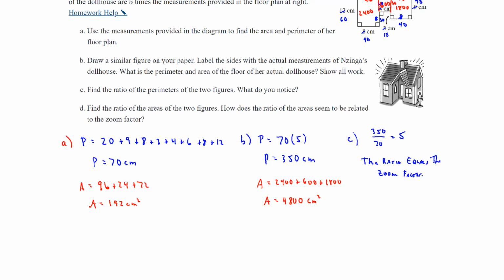And then on D, it's going to want us to look at the ratio of the areas. How does the ratio of the areas seem to be related to the zoom factor? Which I started to jump into a little bit early, so let's get back to the area. We have an area of the actual dollhouse at 4,800 centimeters squared to the model, which was 192. If you take 4,800 divided by 192, you will get 25. And so I just said that the ratio equals the zoom factor squared. So for example, in this one, the zoom factor is 5. If I square it, I get 25. That's how much the area is increasing from the model to the actual dollhouse.